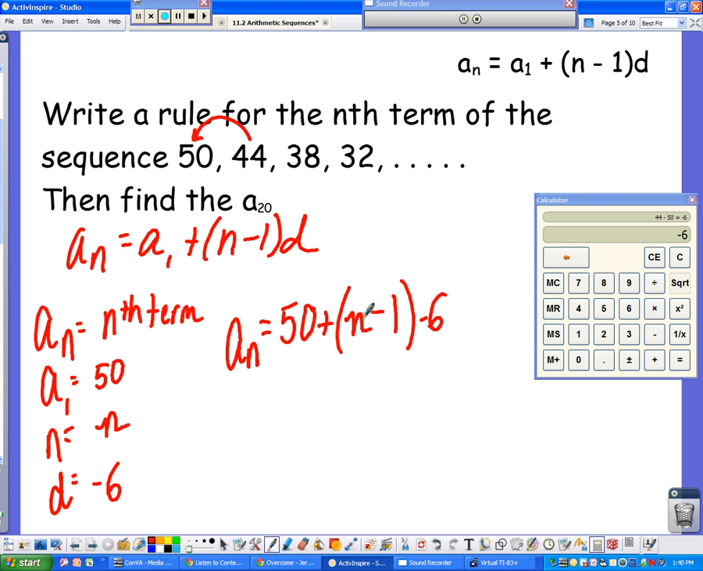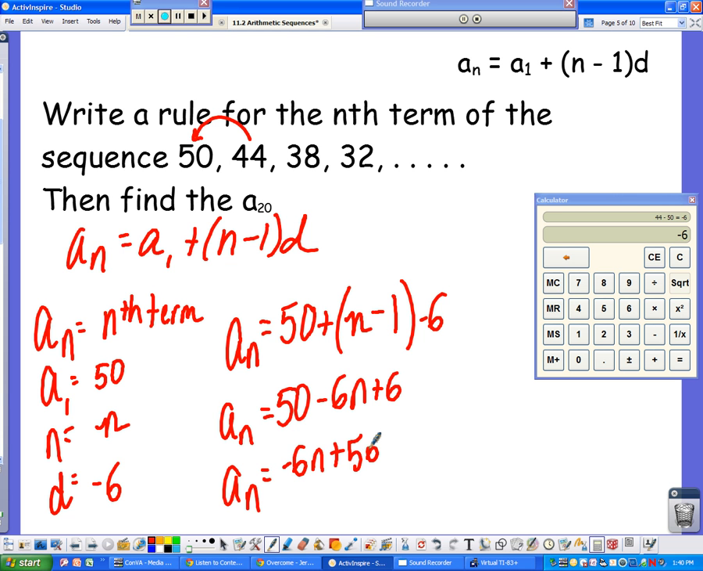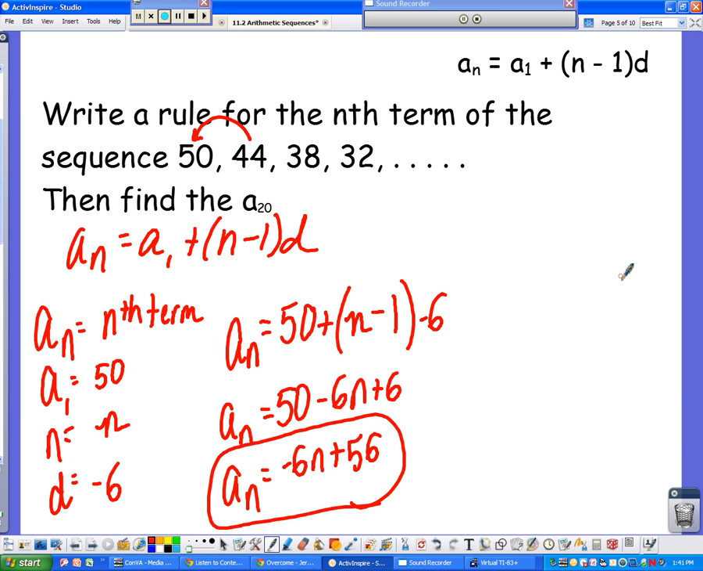We're going to distribute this only to the stuff inside the parentheses. So our a sub n is 50 plus negative 6 times n, which is negative 6n, minus negative 6 times negative 1, which gives me a plus 6. Then I can just combine my like terms. So a sub n equals negative 6n plus 56. That's basically all I would do with my rule. I plug in my a sub 1, I plug in my d, make it a sub n equals, simplify it, and then combine my like terms.